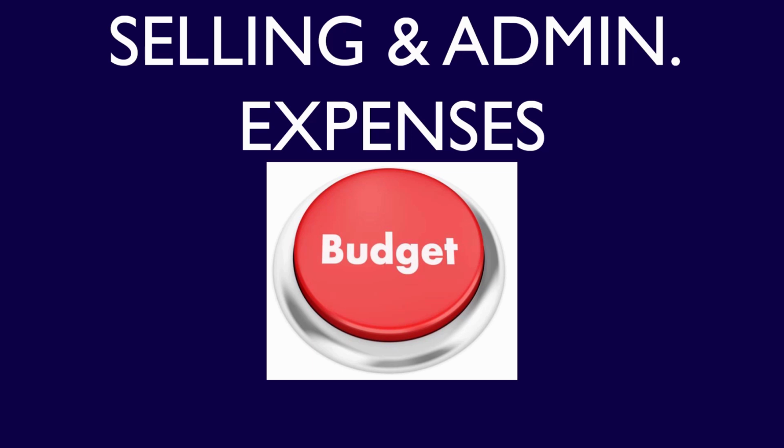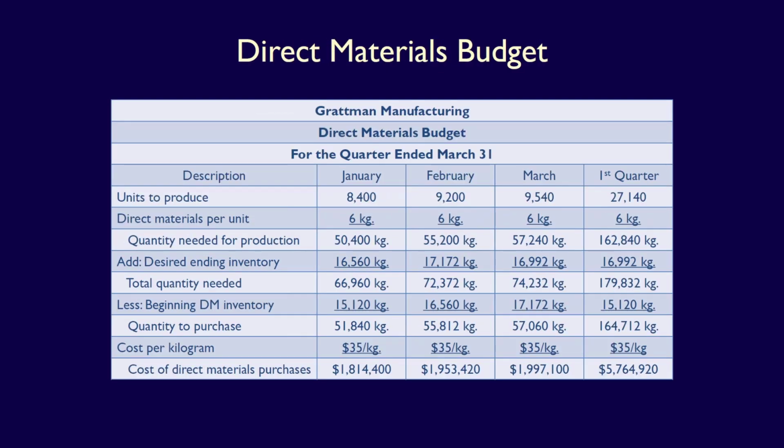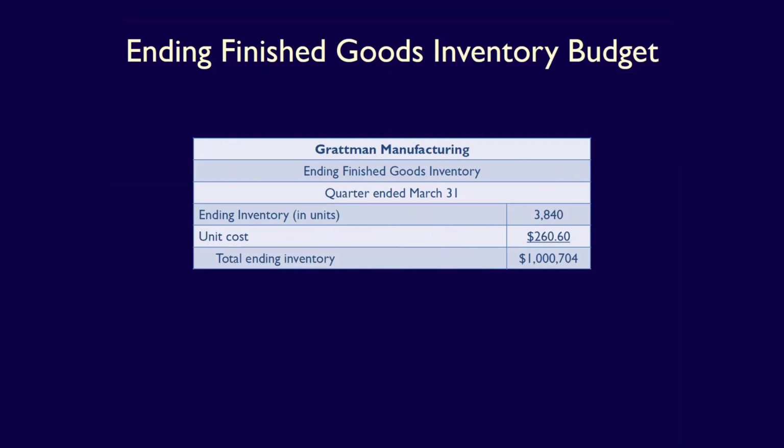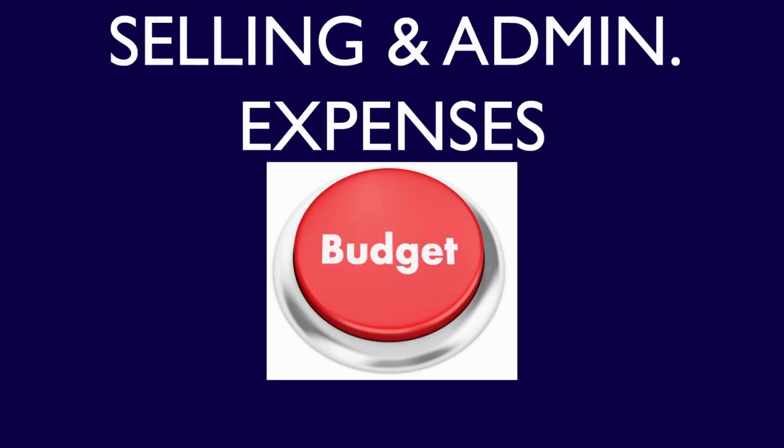In this video, we'll be preparing the Selling and Administrative Expenses budget. We've actually completed many of the master budgets in our previous videos: the sales budget, production budget, direct material budget, direct labor budget, manufacturing overhead budget, ending finished goods inventory budget, and then the cost of goods sold budget. What we have to do now is complete one of the final budgets that we need to produce the income statement, which is the Selling and Administrative Expenses budget.